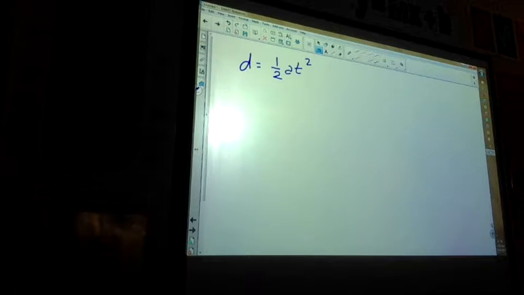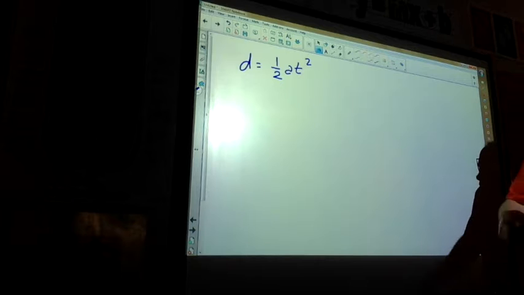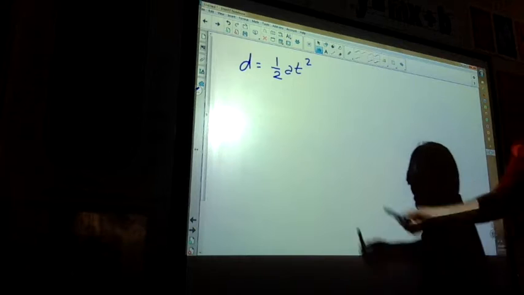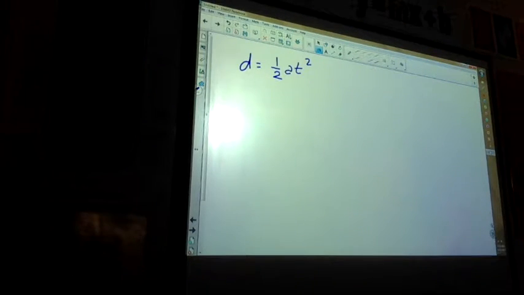So let's just do a little cross-curricular for a moment. Distance equals 1/2 AT squared. Okay? So this is how, if an object were to fall off of a cliff or a building or any level, you can figure out how far the distance is by using this formula.